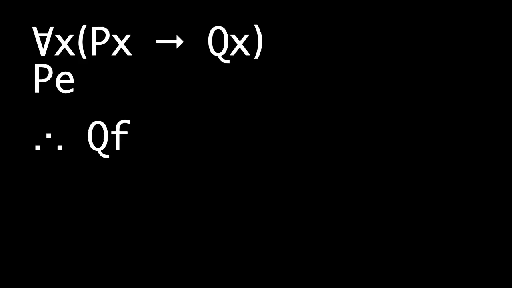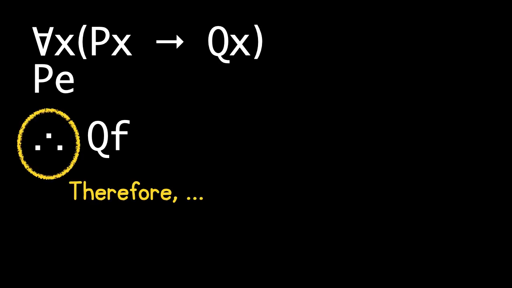Finally, a point about notation. We've been talking about whether an argument's valid. We write the premises and the conclusion on separate lines, and we mark the conclusion with 3 dots that mean therefore.